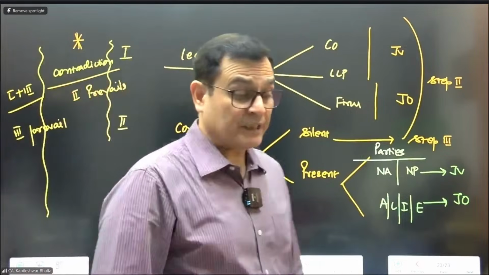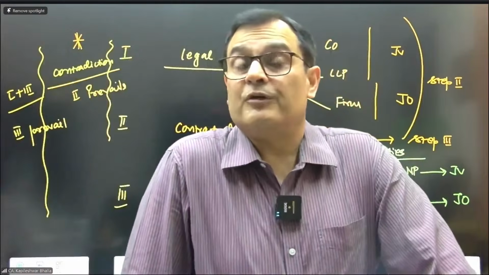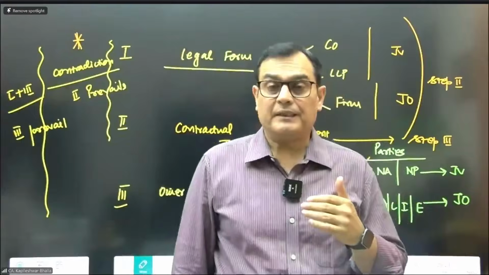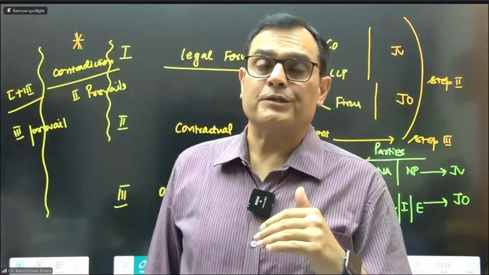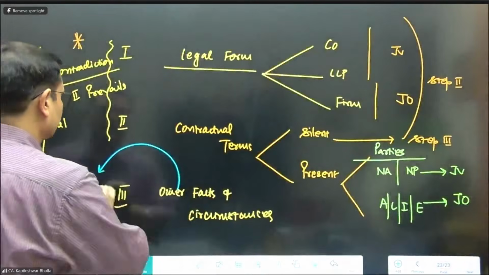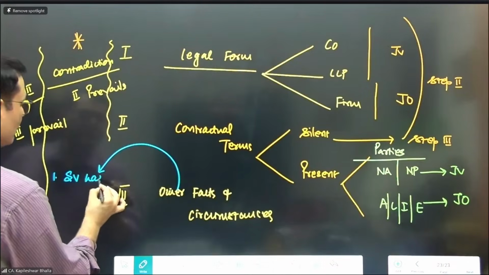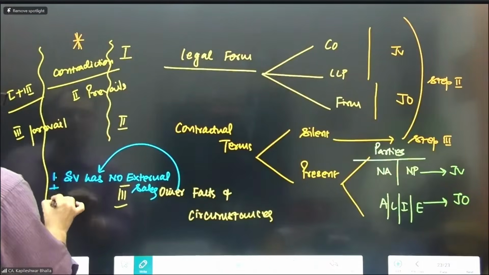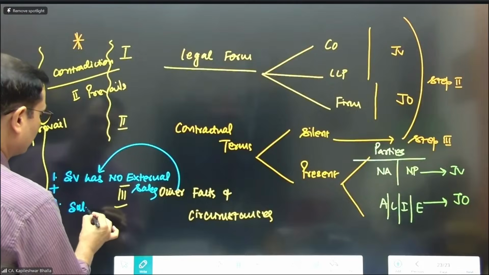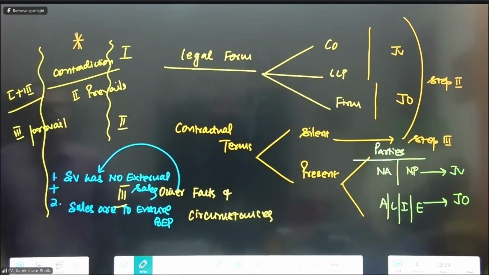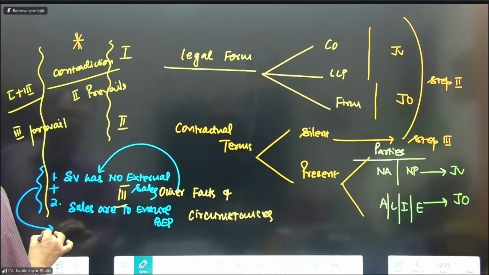In terms of other facts and circumstances, if you recall, for example, if the separate vehicle has no external sales and is making the sales to the parties on a cost to cost basis, that indicates a JO. So in other facts and circumstances, number one, the separate vehicle has no external sales. Number two, the sales are there to ensure a break-even point. If both factors are met together, that they have no external sales and this is on a cost to cost basis, then these factors would indicate that it is a joint operation.